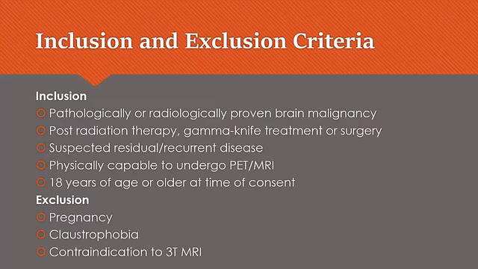To be eligible for the trial, patients needed to have had pathologically or radiologically proven brain malignancies previously treated with either radiation therapy, gamma knife, or neurosurgery, where residual or recurrent disease was suspected. Patients needed to be physically capable to undergo a PET MRI and needed to be at least 18 years of age or older at the time of consent. Pregnancy, claustrophobia, and MRI contraindications such as pacemakers, shunts, or contrast allergies would exclude patients from recruitment.